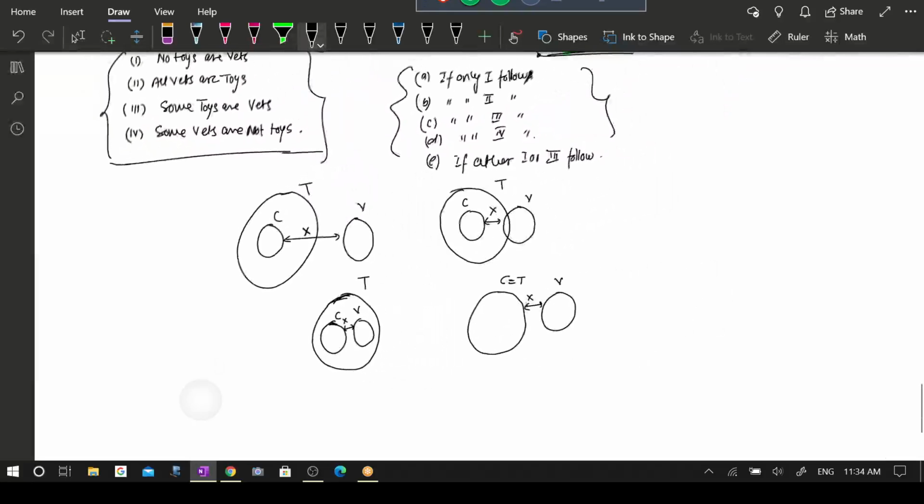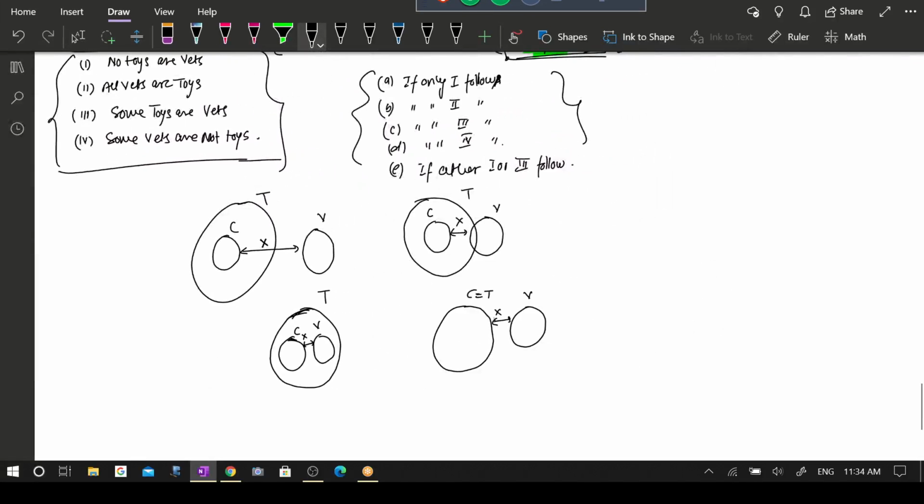Let's talk about the conclusions now. Conclusion A: only one is possible, isn't it? What is it? No toys are vets. Working over here, not working over here, and it is working over here. So only A possibility does not work.